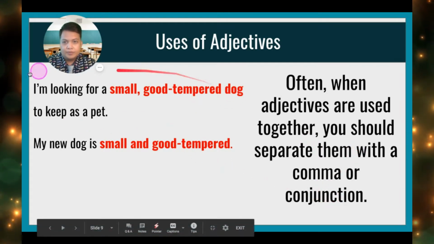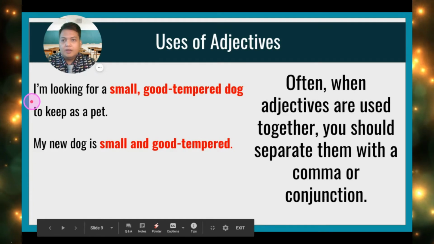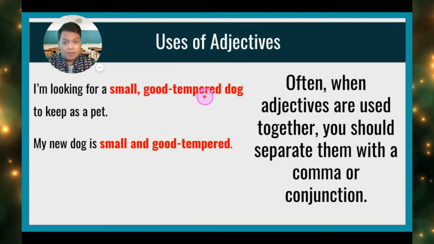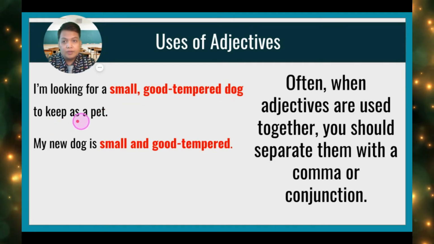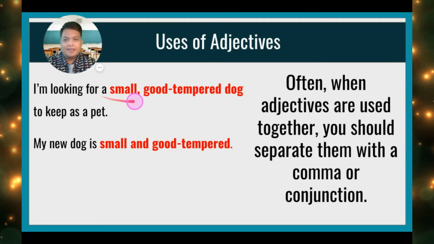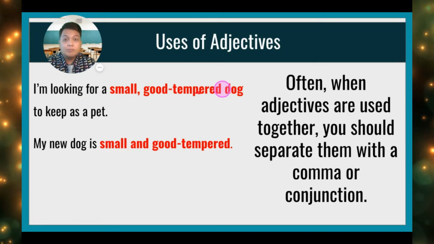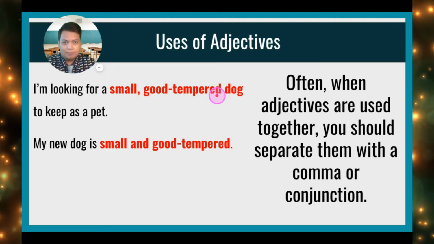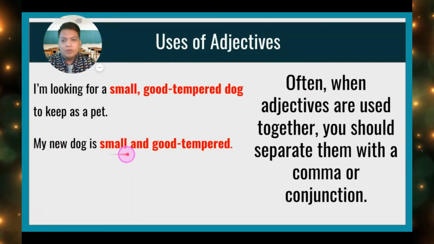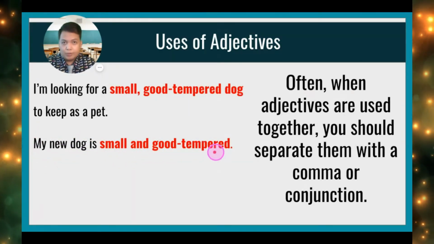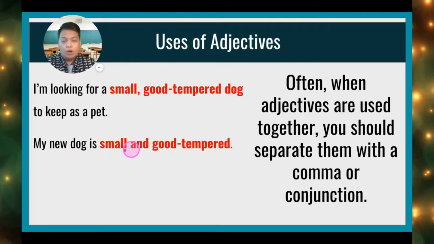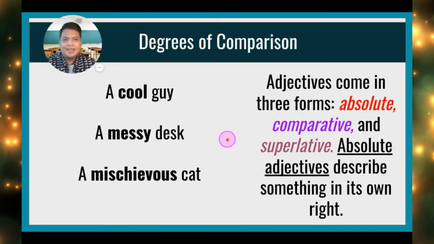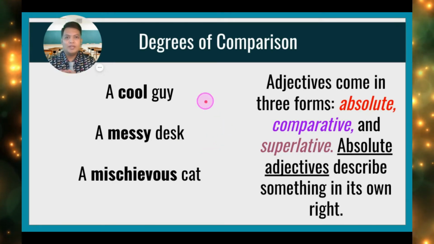Let's look at these examples. Read with me. I'm looking for a small, good-tempered dog to keep as a pet. Again, I'm looking for a small, good-tempered dog to keep as a pet. Okay, so small and good-tempered. Next, we have here, my new dog is small and good-tempered. Very good.